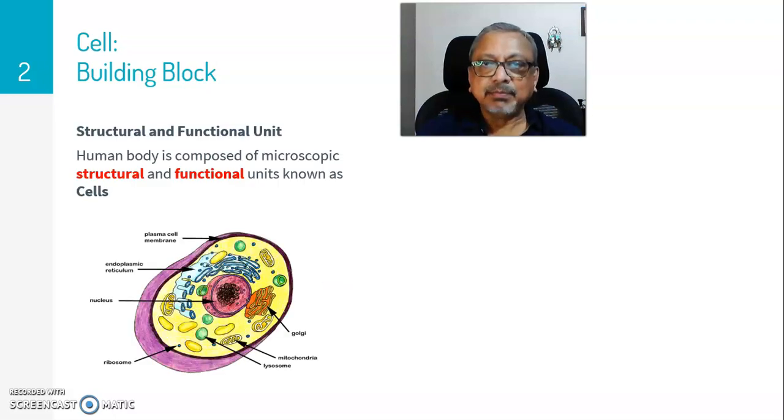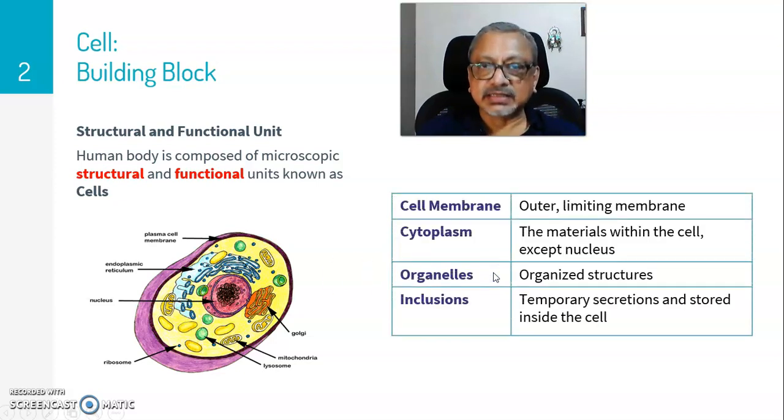This is the basic structural and functional unit. There are four parts in a cell: cell membrane, cytoplasm, organelles and inclusions. Cell membrane is the outer limiting membrane. Cytoplasm is the material within the cell except the nucleus. Organelles are the organized structures within the cell, and inclusions are the temporary secretion and storage products within the cell.